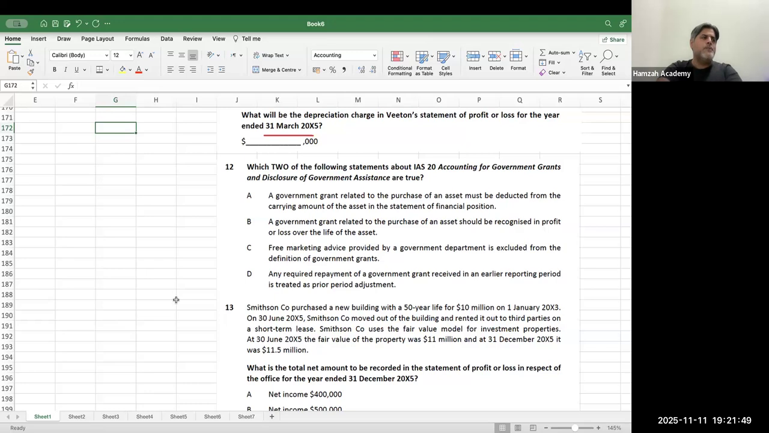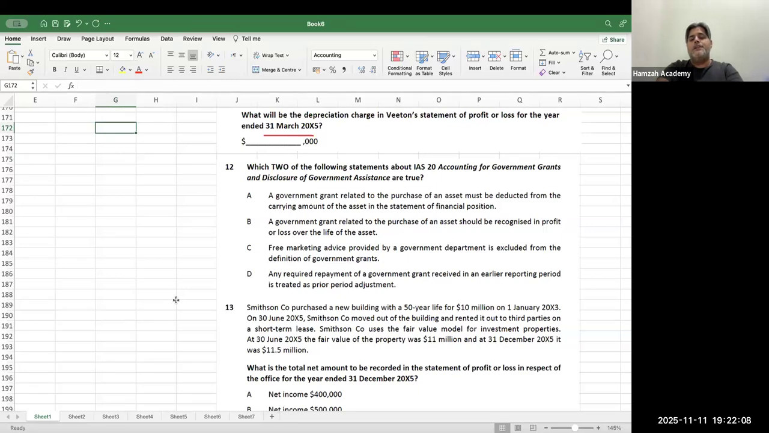I mean, you have the option that you can deduct it from the carrying value of the asset, but you can record it separately as well. You have the choice over here. It's not a must that you have to do. You can go either way. So this is wrong.